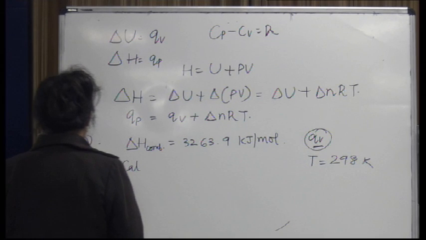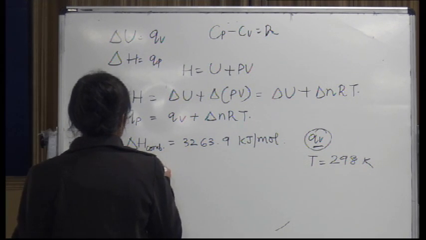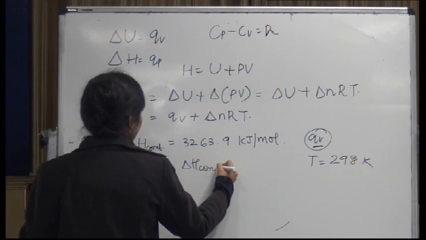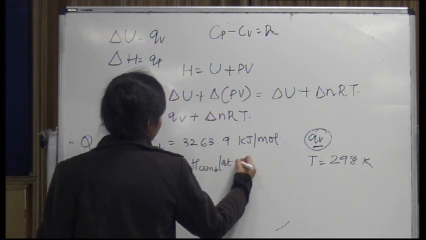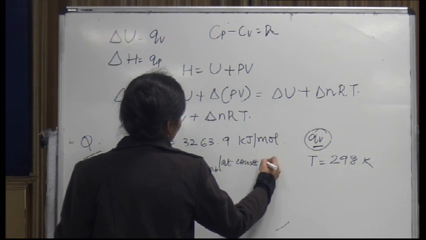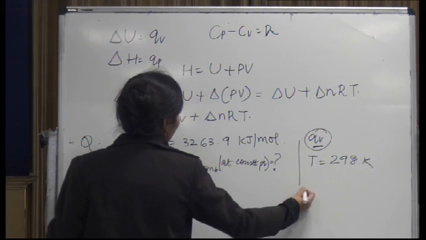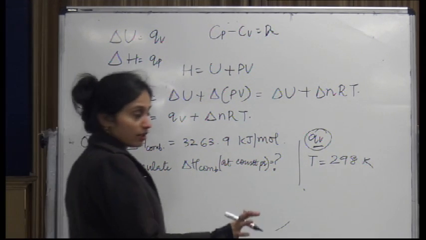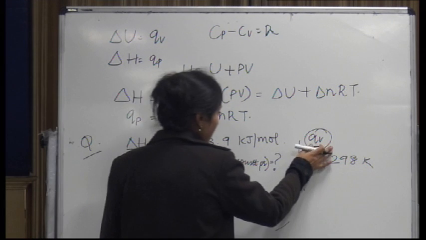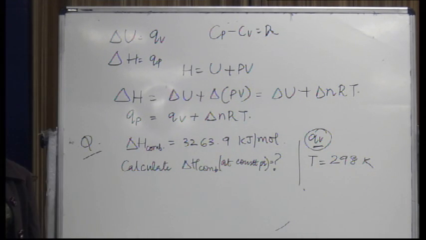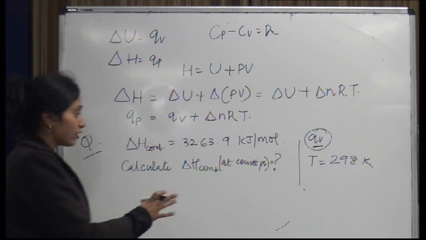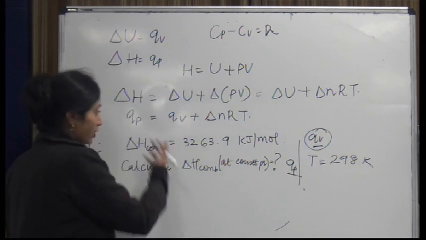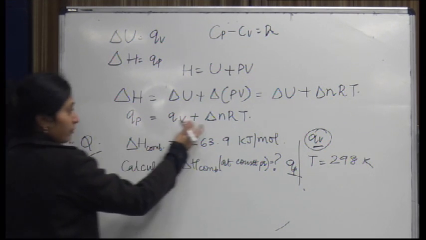Okay? Calculate the heat of combustion of benzene at constant pressure. Heat of combustion of benzene at constant pressure. So now look at it. The question says that you are given the heat of combustion at constant volume and you are asked to calculate the heat of combustion at constant pressure. That means you are asked QP. And you know the formula, QP is equal to QV plus delta nRT.